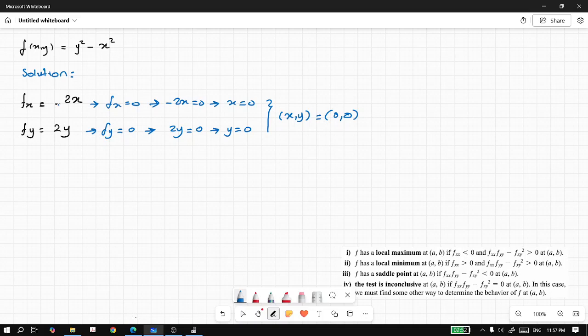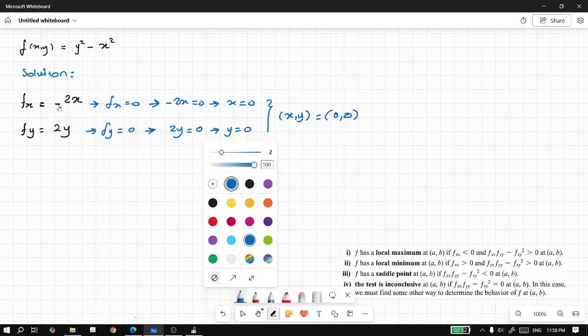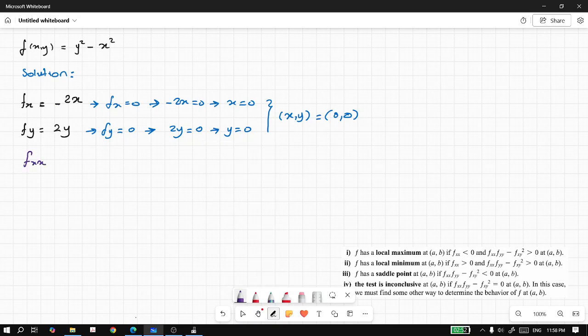Of course, for the first partial derivatives, we do not have any number that makes the first partial derivatives undefined. So we only have the case when we equalize them to 0. Now we need the second derivatives, for checking the local extreme values. So we need f sub xx, the derivative of f sub x with respect to x, that's minus 2. And we need f sub yy, the derivative of f sub y with respect to y, that's equal to 2.